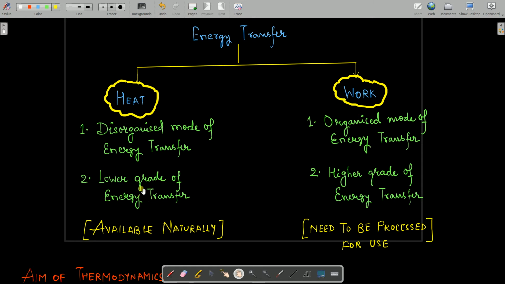Why am I calling this lower grade? Because it is available naturally. You don't have to do any processing for that. It's naturally and readily available. Then we talk about work. Work is an organized mode of energy transfer, and it is considered as the higher grade of energy transfer. And why is it called higher grade? Because it is not naturally available. You need to process something in order to use it. It cannot be used directly. It needs to be processed for its use.